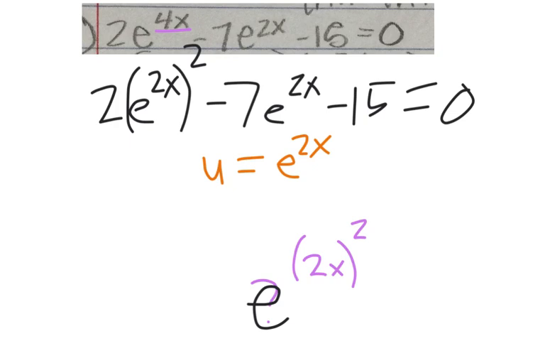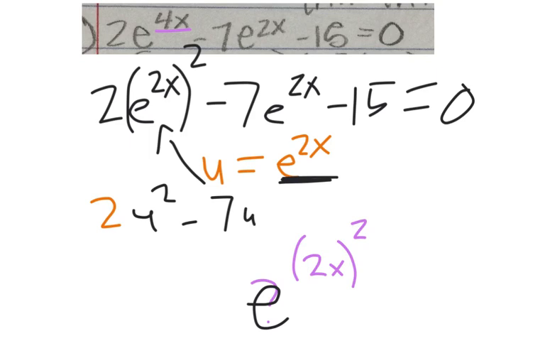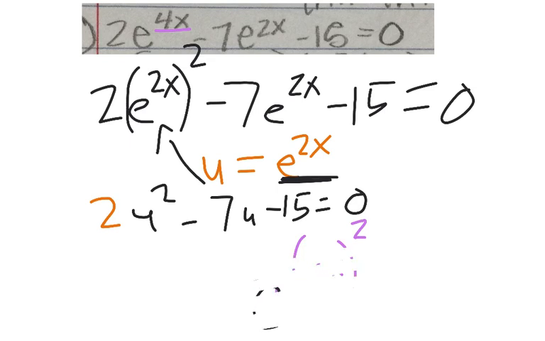U substitution. New tool in the toolbox. So if I u substitution, what would that look like now? This would be 2. And instead of saying e to the 2x, what can I say? U squared. Minus 7 times u. Can we go from there? So then you're going to factor it. I assume we'll do the a times c method, which is 30. What multiplies to be 30 but combined is negative 7, negative 10, positive 3?